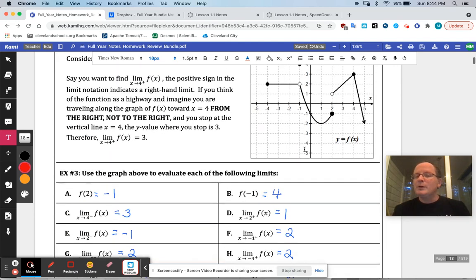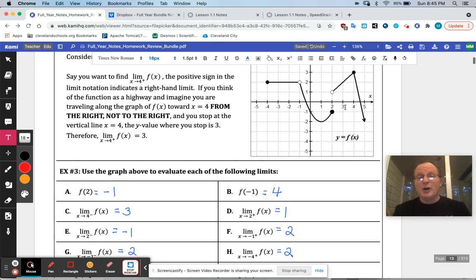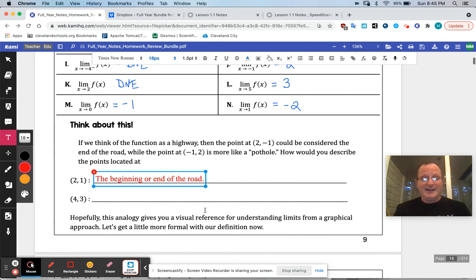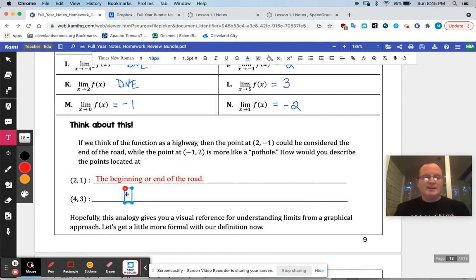What about (4, 3)? That was kind of a bump if you're thinking of this as not a map, but it's a pretty sharp turn. Let's think of it as a map, and I'm going to say a very sharp turn. You could think of other things, but that's one thing you could say.